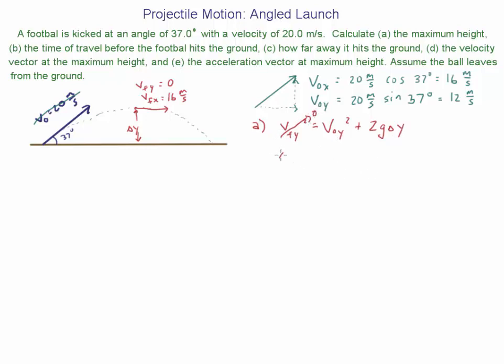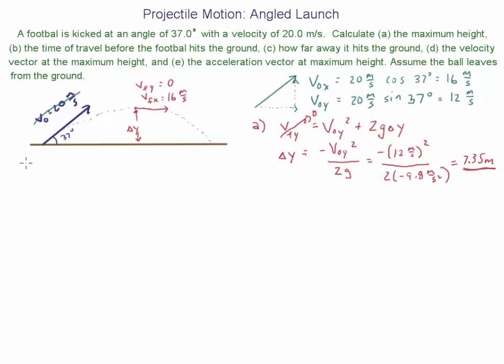So if I solve this for delta y, I'm going to get negative V0y squared over 2g. And if I plug the numbers in, that's negative 12 meters per second squared over 2 times negative 9.8 meters per second squared, and that is going to come out to 7.35 meters. There you go. Exactly the same as when we just did straight up and down motion.